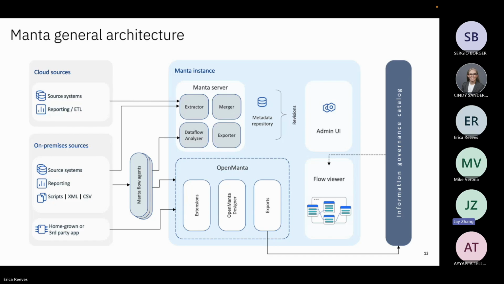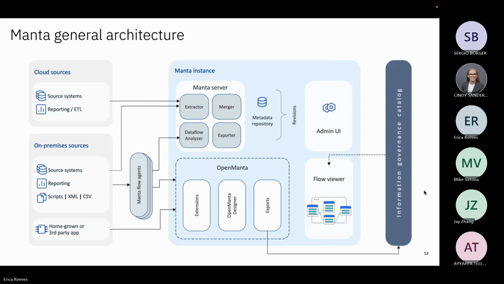Based on the combination of the extractor and the analyzer, we populate a graph database. That's the JanusGraph database. So the diagram you saw earlier comes from the JanusGraph database. And then there's also a data flow analyzer. I'm going to quickly demo that a little bit later.